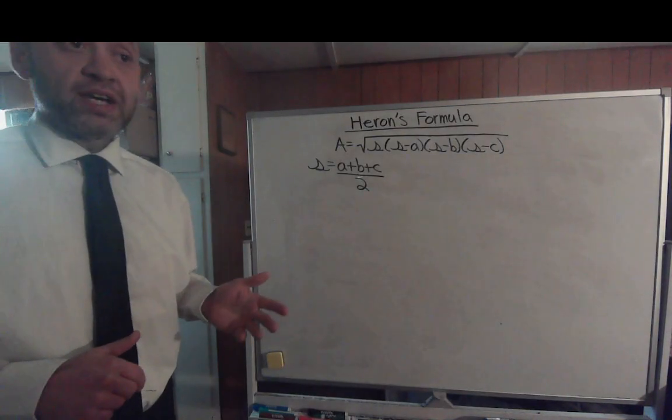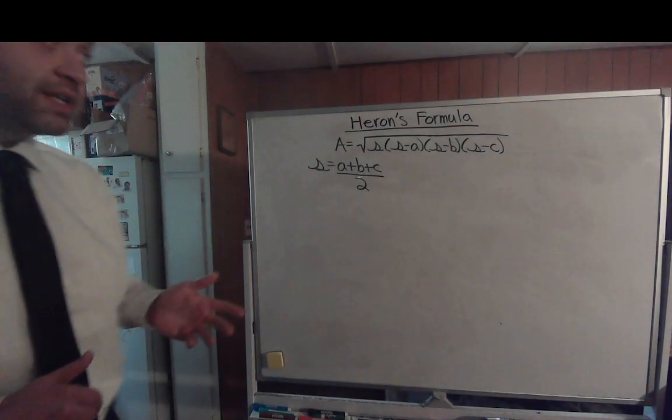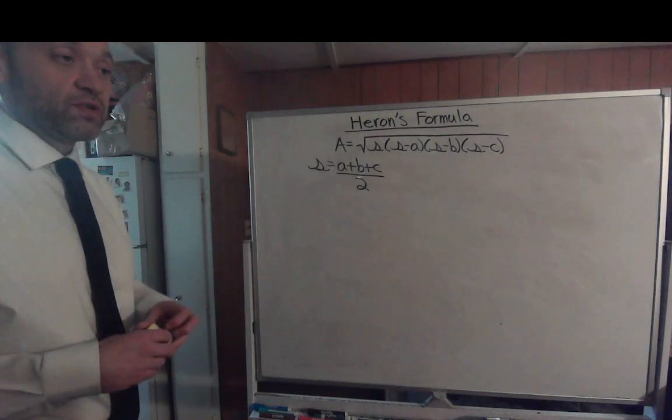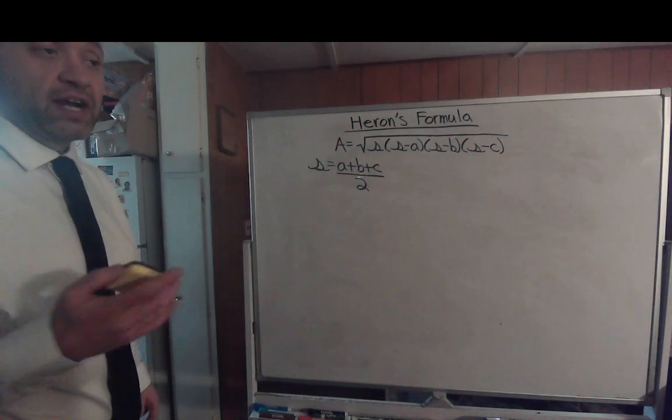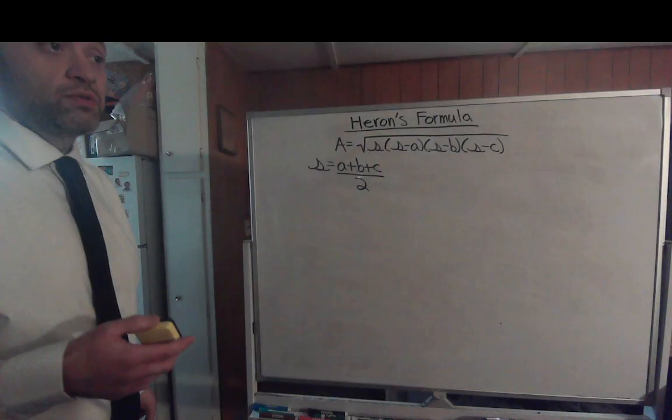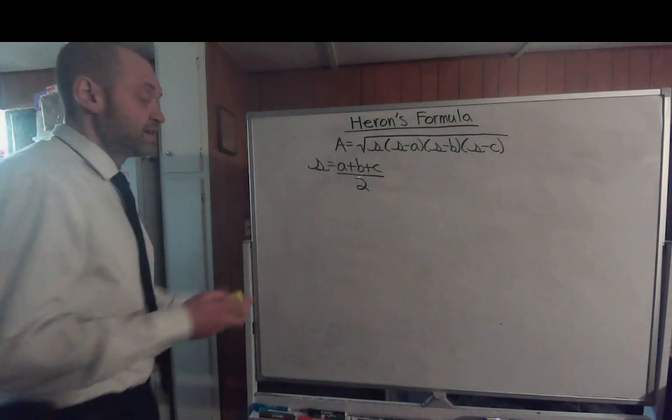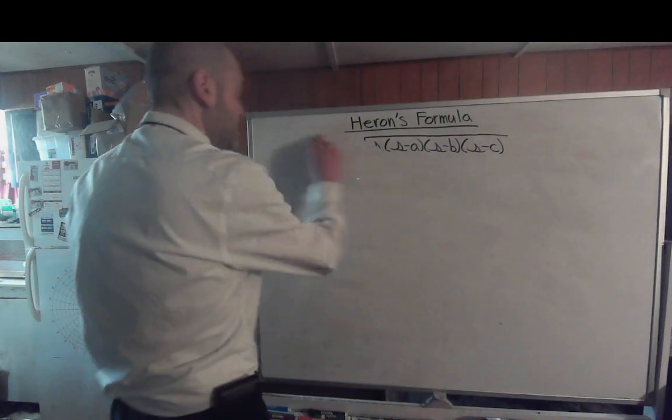And there's no trig involved in this formula, so it's actually going to be easier than using the formula we had yesterday when we found the area of triangles based on the law of sines. So let's get started with some examples here.